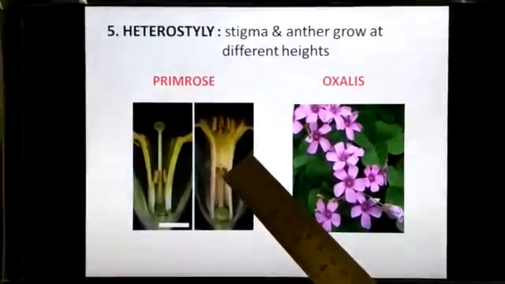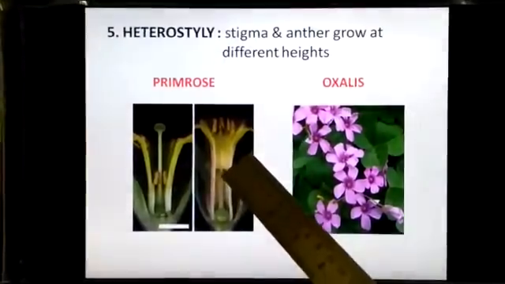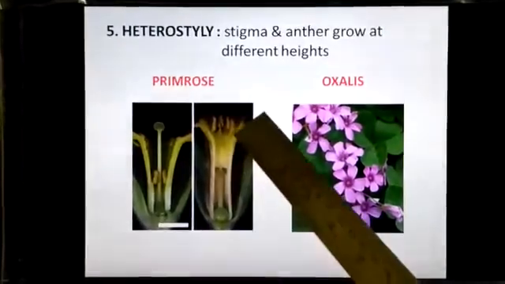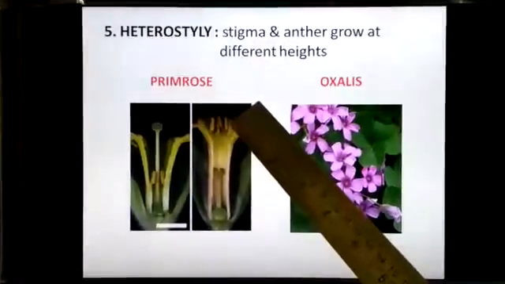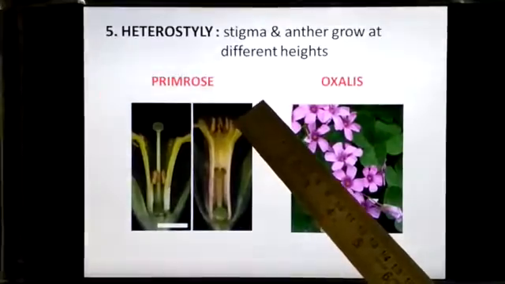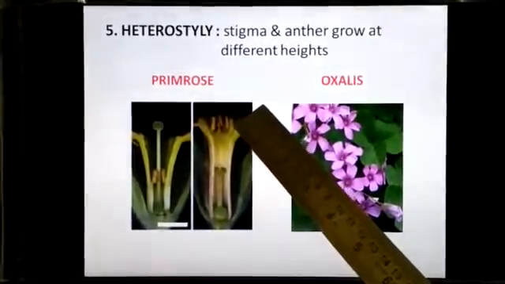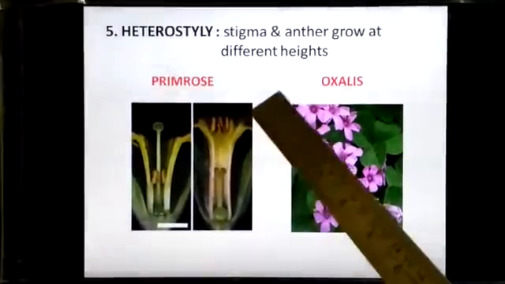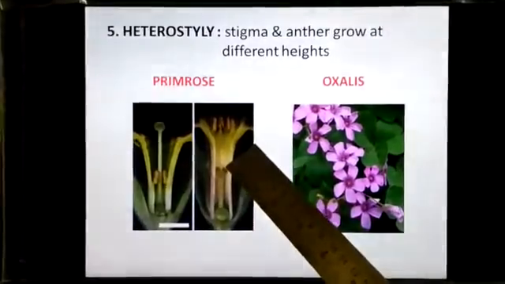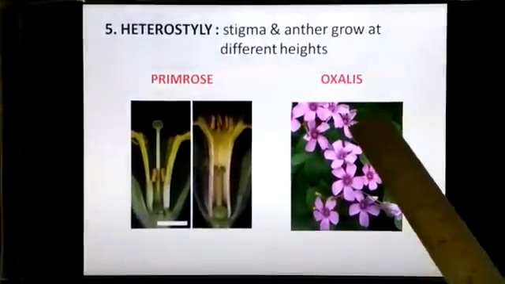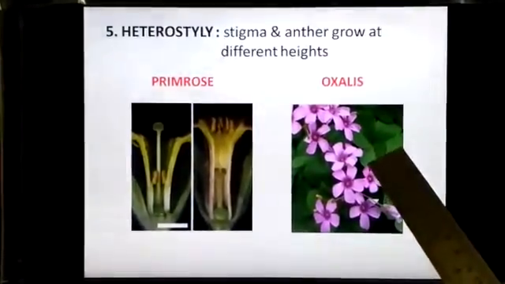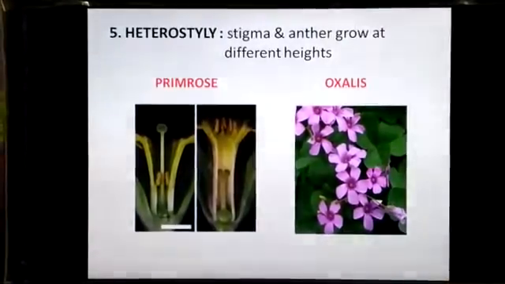Here if you see, the style is very short, due to which stigma is quite deep within and anthers are on the outer side of the flower, due to which there are more chances of pollen grains falling out instead of falling on its own stigma. The same heterostyly condition exists even in oxalis.